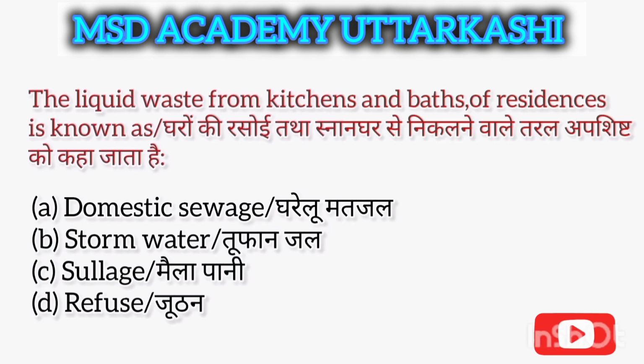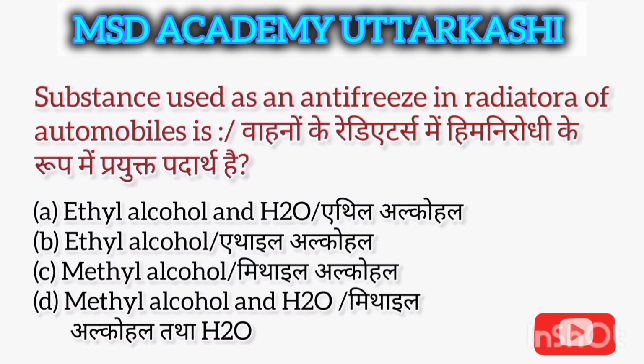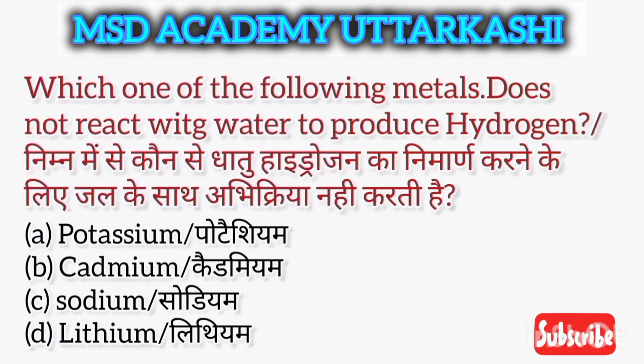Next question. Substance used as an antifreeze in radiator of automobiles is option A ethyl alcohol and H2O, option B ethyl alcohol, option C methyl alcohol, option D methyl alcohol and H2O. So the correct answer is option D methyl alcohol and H2O.